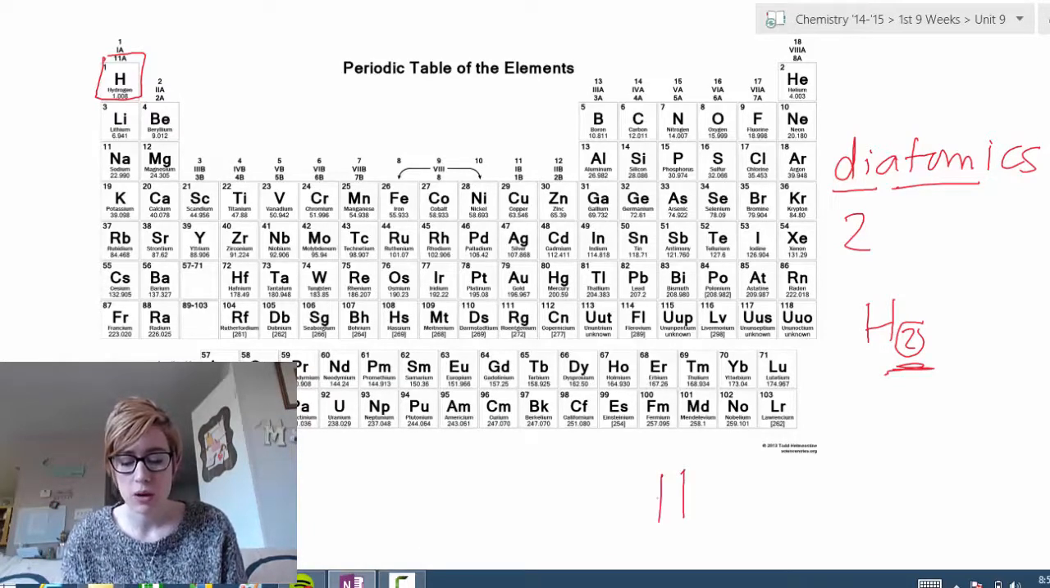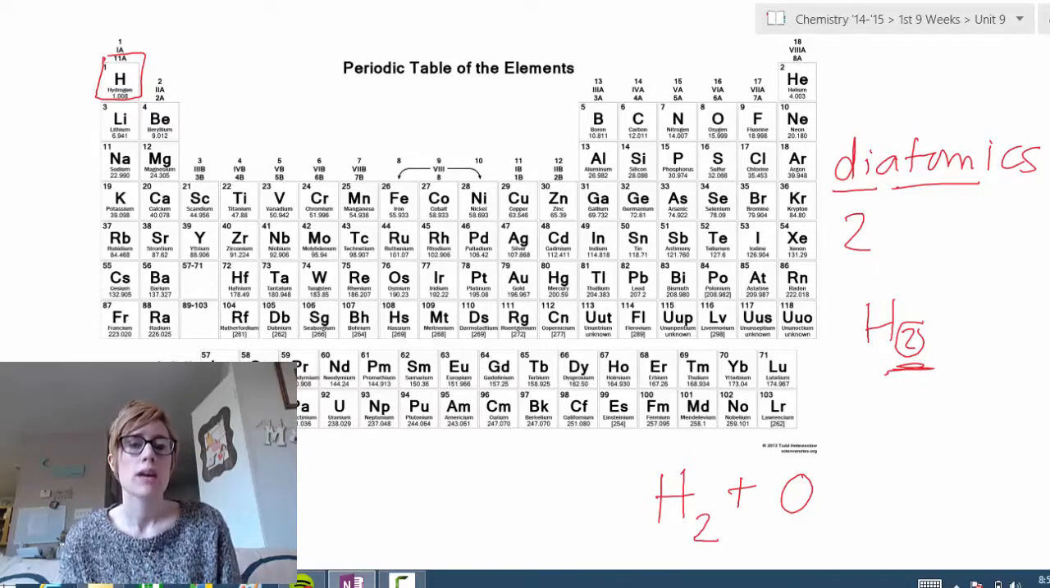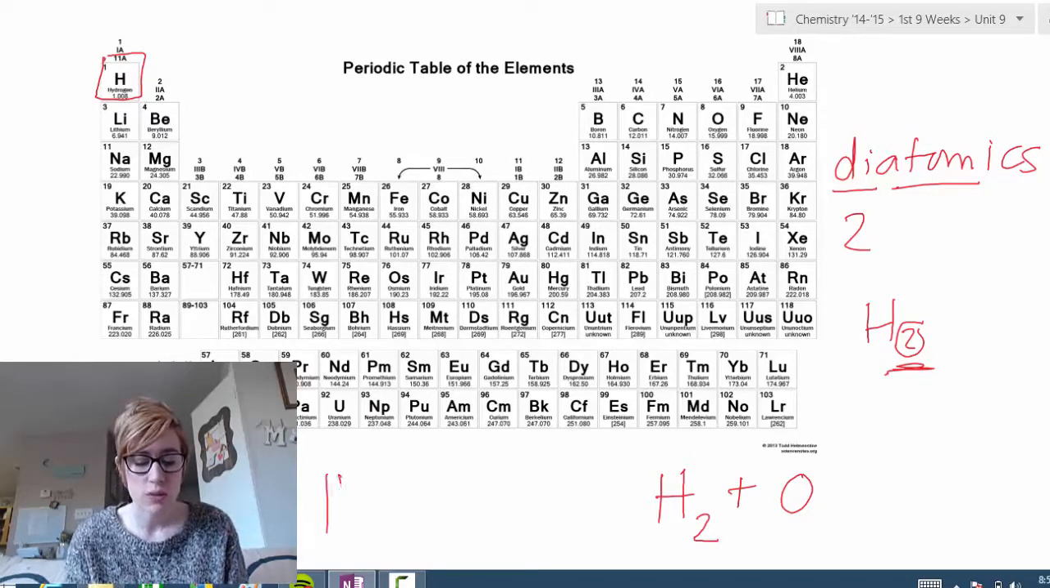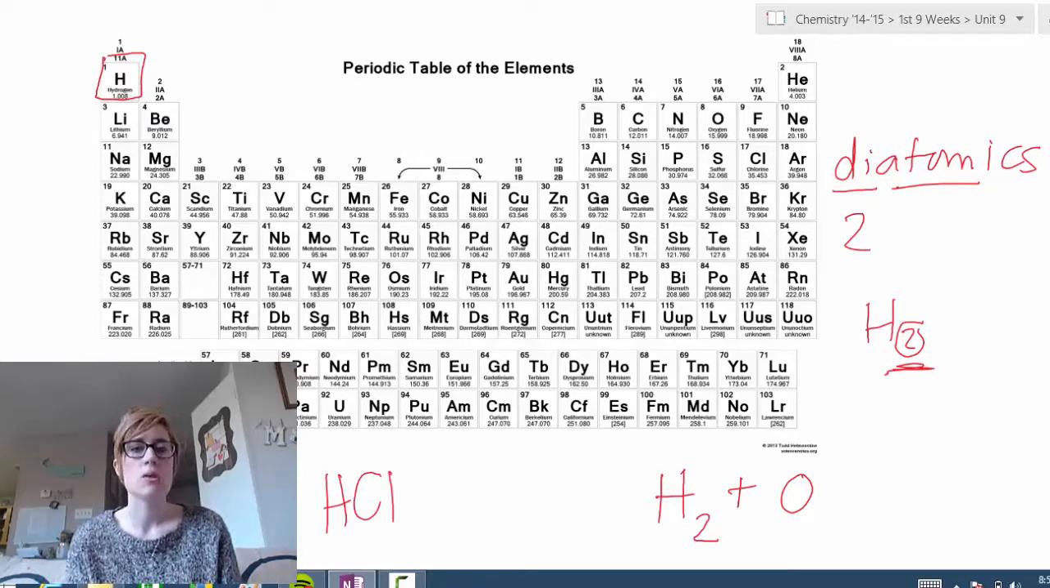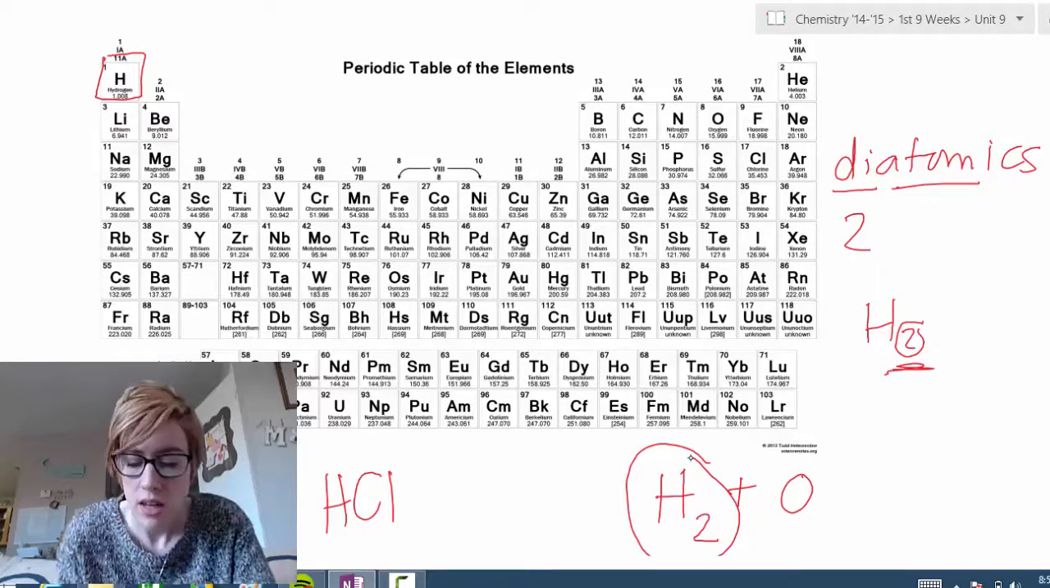For example, if I was to make water, I don't write H plus O, I write H2, okay, when H is by itself. But if H is with another compound, then you even out the charges to find what the subscripts are. But if it's by itself, it's going to have a 2 at the end.